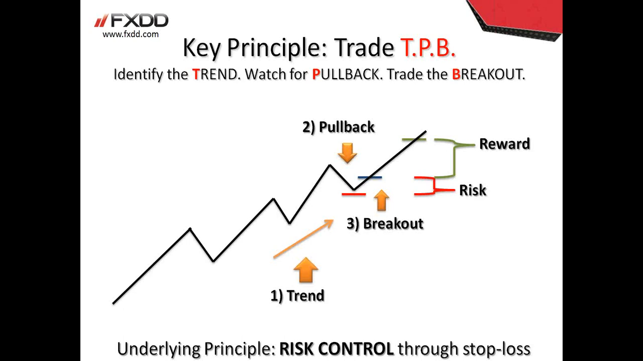Within a trend, we have pullbacks, and same to the downside as well as to the upside. So if we have an uptrend, a pullback goes down. If we have a downtrend, the pullback goes up. Okay, so a pullback within an uptrend is called a dip. A pullback within a downtrend is called a rally. Okay, so we have here a pullback. Number three, we're looking to trade the breakout.